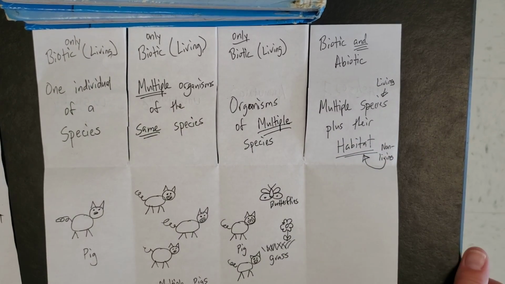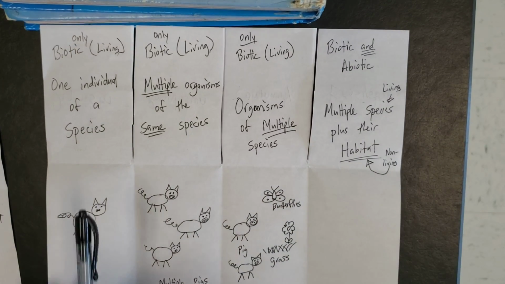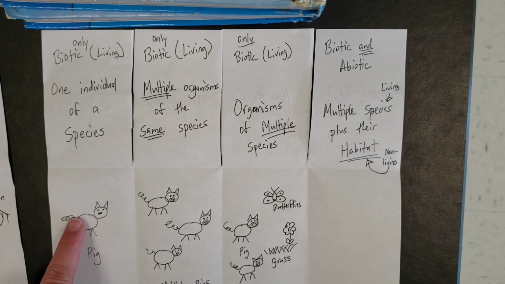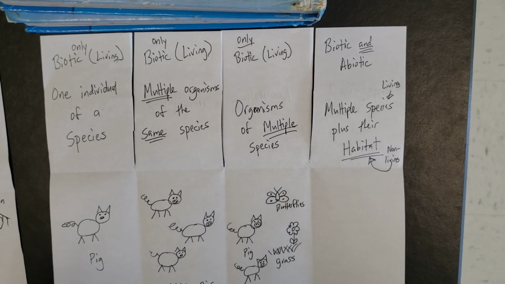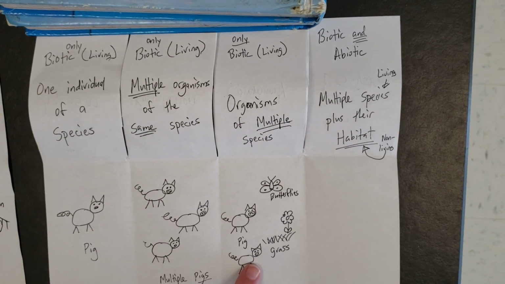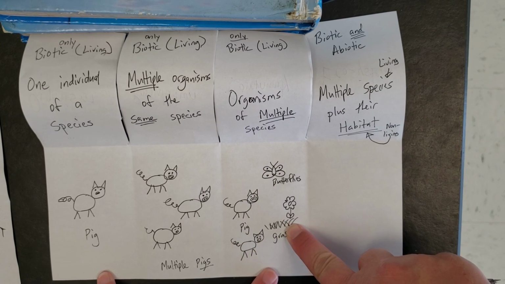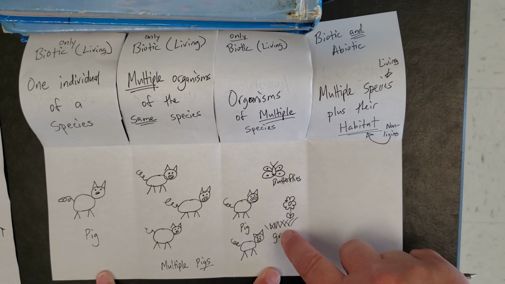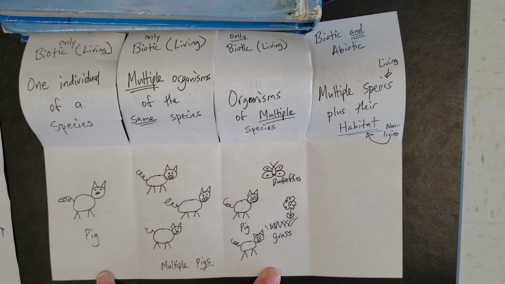So we can see here now that when I'm going up in this organization, I started out with one organism. Now I've got multiple organisms. And then now I've got multiple species. So I can see here now, I not only have my pigs that made up my population, but now I'm adding in another organism, grass and flowers, and I'm adding in another organism, butterflies.